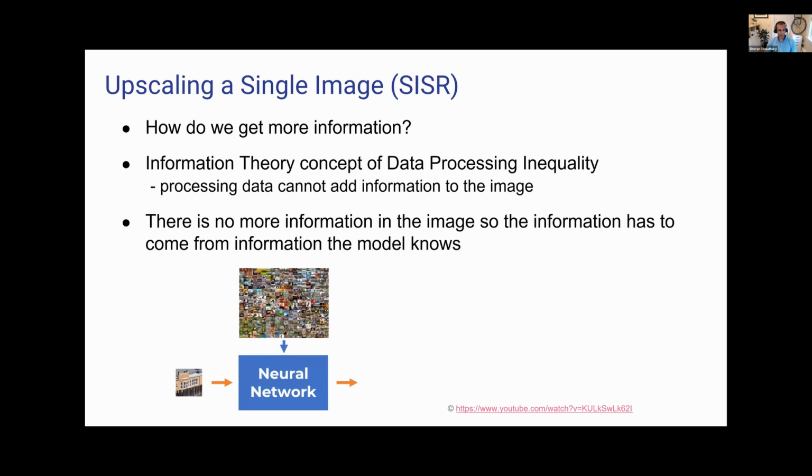There's a concept in information theory called data processing inequality, which basically implies that processing cannot add information to the image. So if we can't get any more information from the image, the only possible way to get information is from the model itself. So a model that's trained on multiple images has a bunch of information in it, and it can use that information to enhance the image beyond anything that you could do with the image alone.